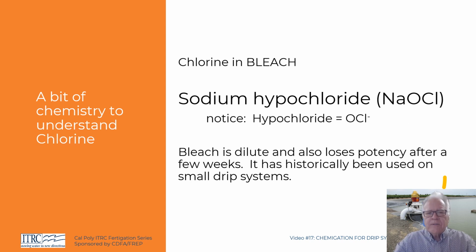Almost everybody knows about bleach that's used in laundry, and there is chlorine in bleach, and it's a specific form. If you notice the formula here, NaOCl, it is called sodium hypochlorite. So the hypochlorite is the OCl, which has a negative charge. Now, bleach is fairly dilute, and you can buy large containers of bleach solutions, sodium hypochlorite. One of the problems with that is it loses potency after a few weeks. So we used to use it when we were first starting out with drip, but it's rarely used anymore. We use other things like gas or pellets or something like that. It's historically used on really small drip systems that homeowners use, and you can buy bleach, but it's not really used much at all in production ag.